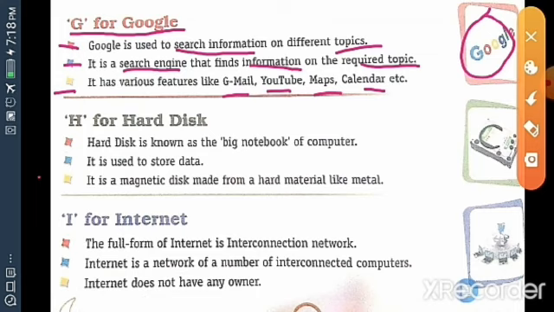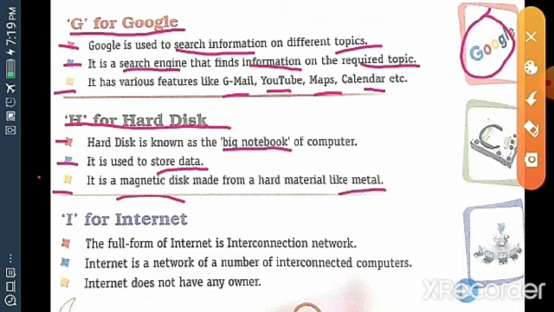Okay, now our next alphabet is H. H for hard disk. First one, hard disk is known as the big notebook of computer. Second thing, it is used to store data. Now third, it is a magnetic disk made from a hard material like metal.